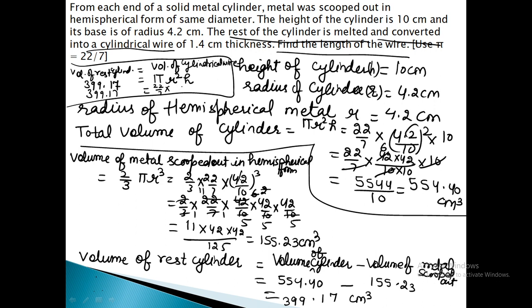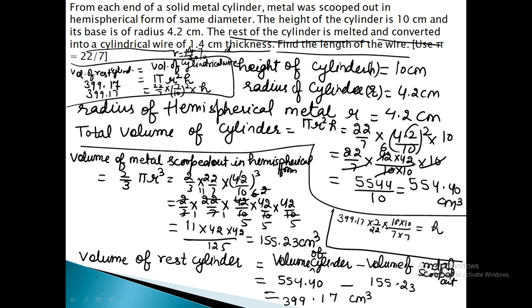We have been given r, that is 1.4 centimeter thickness. Thickness means diameter, and radius will be 1.4 divided by 2. Removing the decimal point, 14 over 10 divided by 2 is 7/10, whole square, multiplied by h. I am going to write the rest of the answer here: 399.17 multiplied by 7/22 multiplied by 10 over 7 multiplied by 10 over 7 is equal to h.